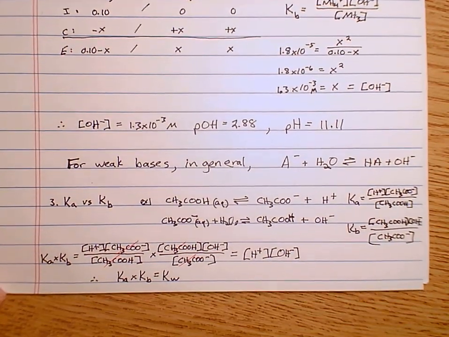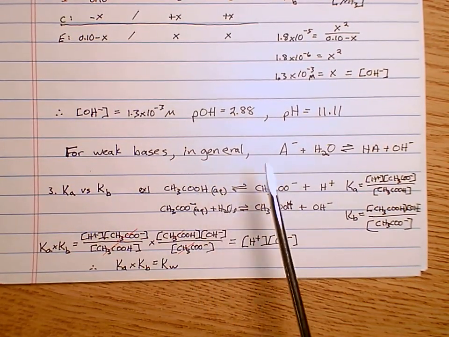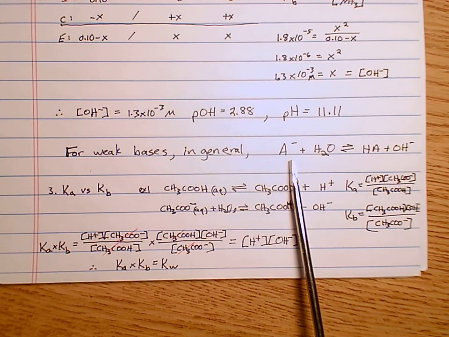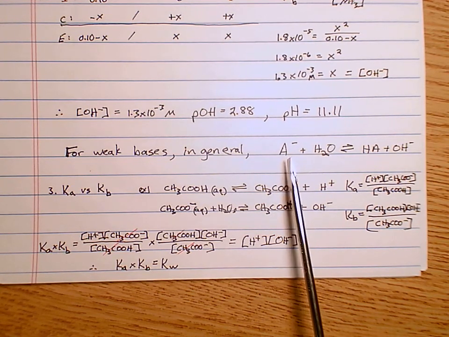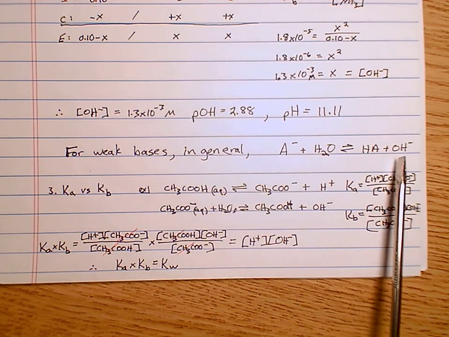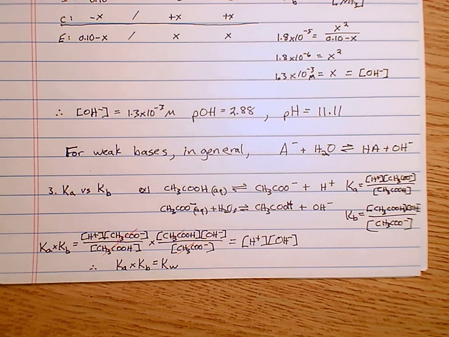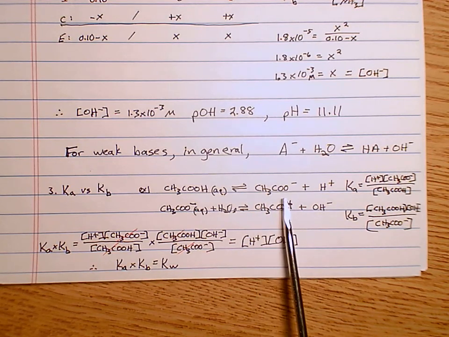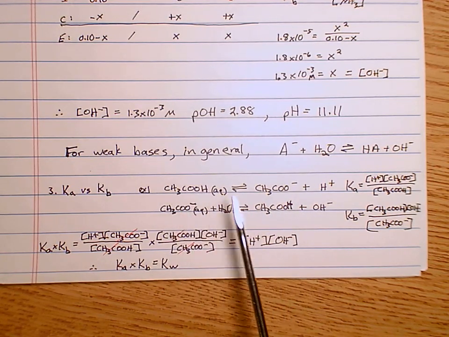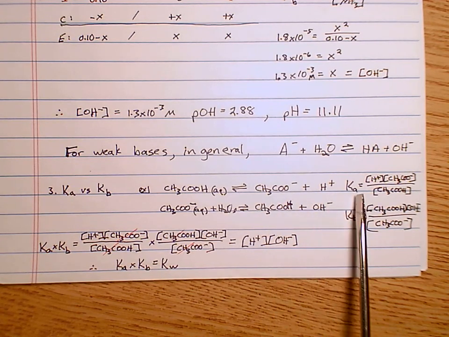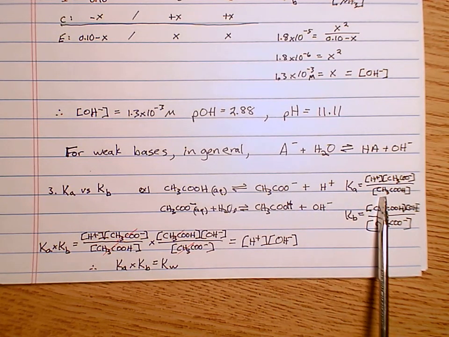So, as I said before, in general, with our weak bases, we're going to write that as A minus, the base. Since it's a proton acceptor, we need something to accept the proton. A minus plus water goes to HA plus OH minus. Now, an interesting thing, if we look at the Ka versus Kb for a weak acid and its conjugate base. For example, here's a weak acid, acetic acid. Here is its conjugate base, acetate ion. We know acetic acid will dissociate into acetate ion plus H+. There's a Ka expression.